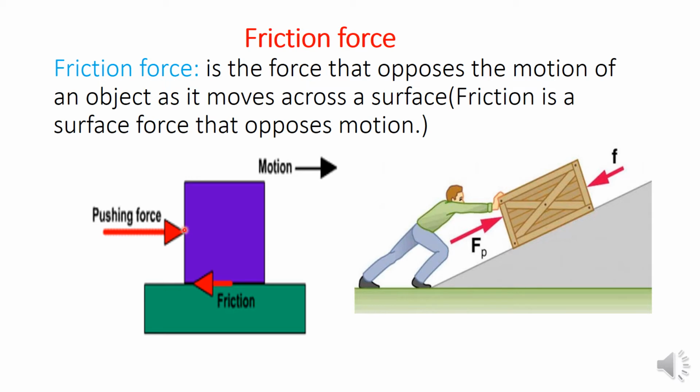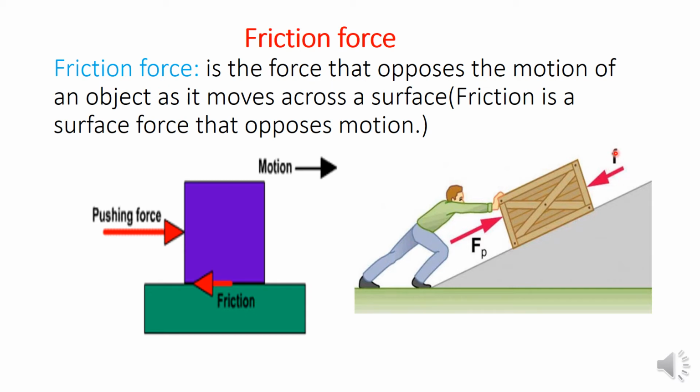This is the blue block. In the second picture, we have an inclined plane, and this one is a block. This F P is the applied force, a force applied by this man, while this small f is a force which moves in the opposite direction.